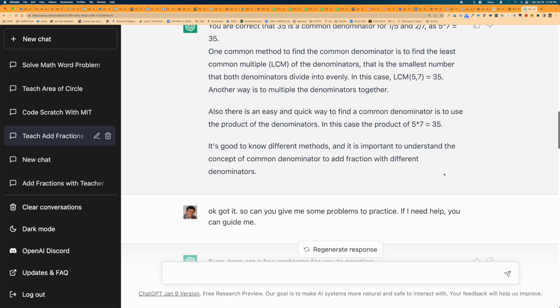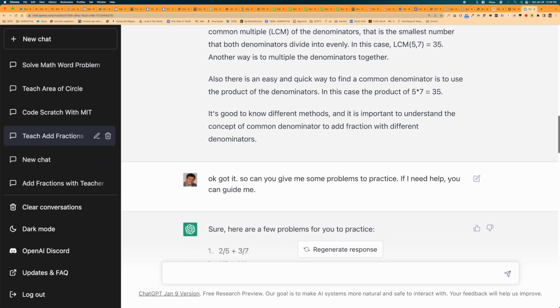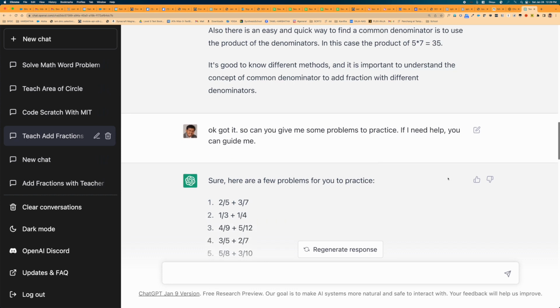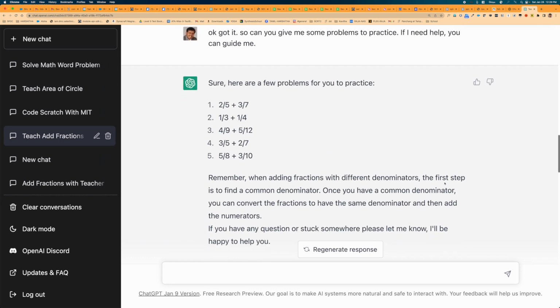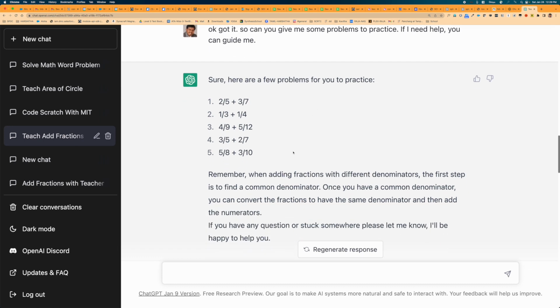And then it tells me it's good to know different ways to compute common denominators. Okay, so then I acknowledged that I understood, and I asked it to give me some problems to practice. I also said that if I need help, it can guide me. Sure, it confirmed, and then it gave me a bunch of problems to try out.